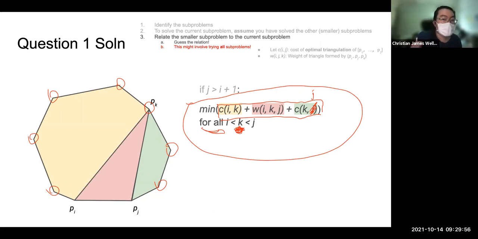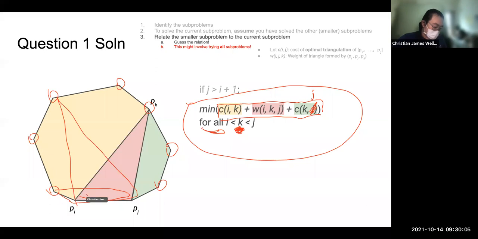How come I consider everything? Because there are a lot of triangles, and I don't know which one is the best. So let me try everything. Okay, so this is the recursive part of the recursive formulation, and some of you actually got it. That's great.